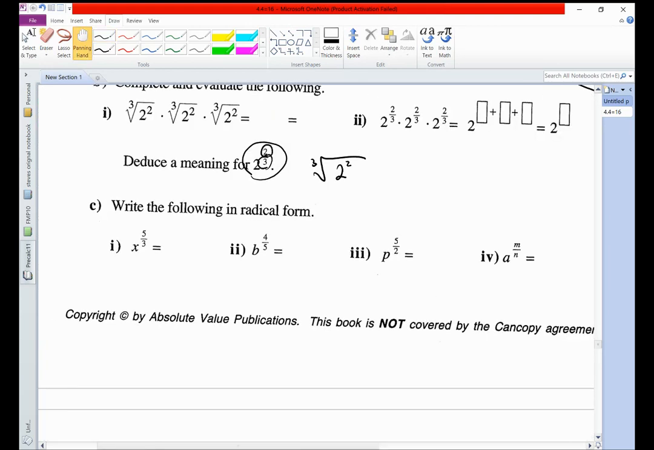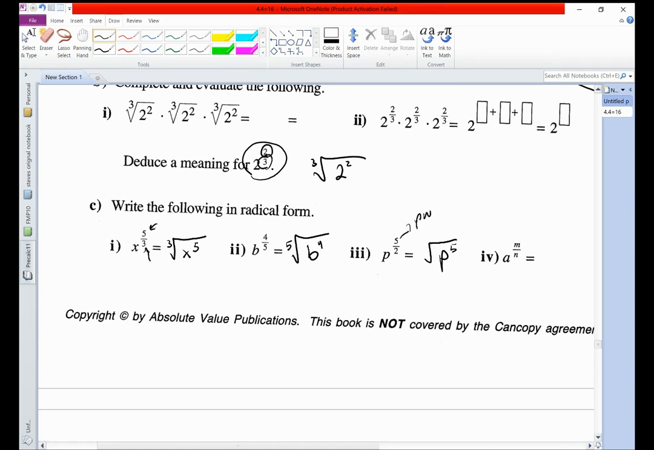So write the following in radical form. Well, we have x to the power of 5 over 3. So we can rewrite that as the third root of x to the power of 5, right? The 5 being the flower or the power and 3 being the root. Same thing with b to the power of 4 over 5. Well, that's going to be the 5th root of b to the power of 4. And the last one, p to the power of 5 over 2. So that'll be the square root. We don't have to write the 2 because it's always assumed. And then the square root of p to the power of 5.